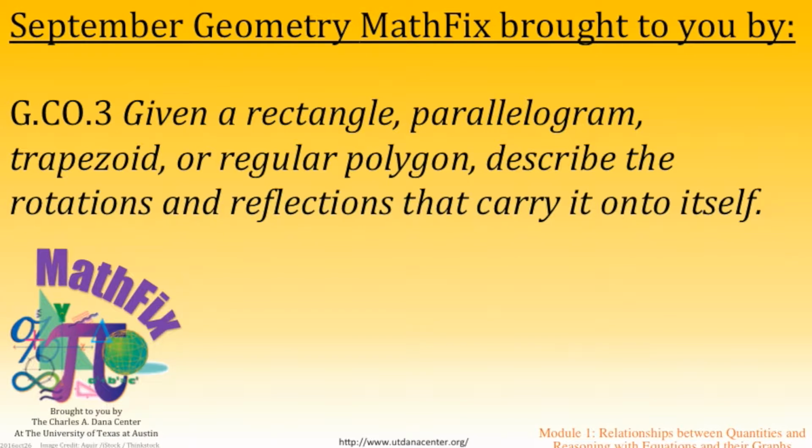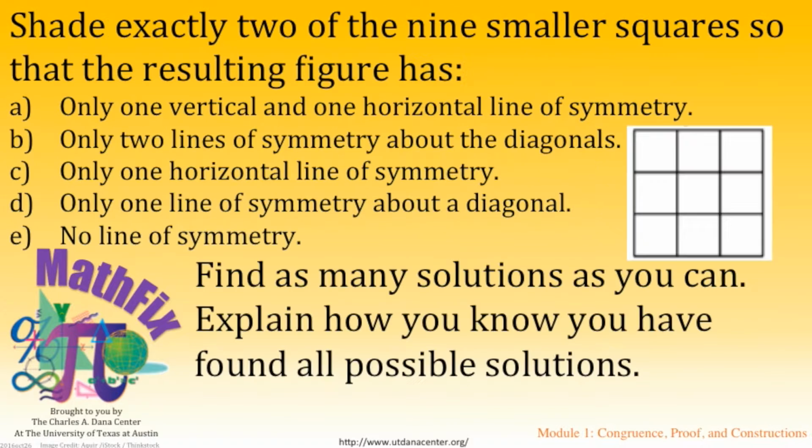Today's Math Fix is brought to you by G.CO.3, which asks students to describe rotations and reflections that carry onto a given rectangle, parallelogram, trapezoid, or regular polygon. Let's take a look at our problem today. Students need to shade exactly 2 of the 9 smaller squares in our figure to find resulting figures that satisfy the different symmetries listed. Where can we start with this?